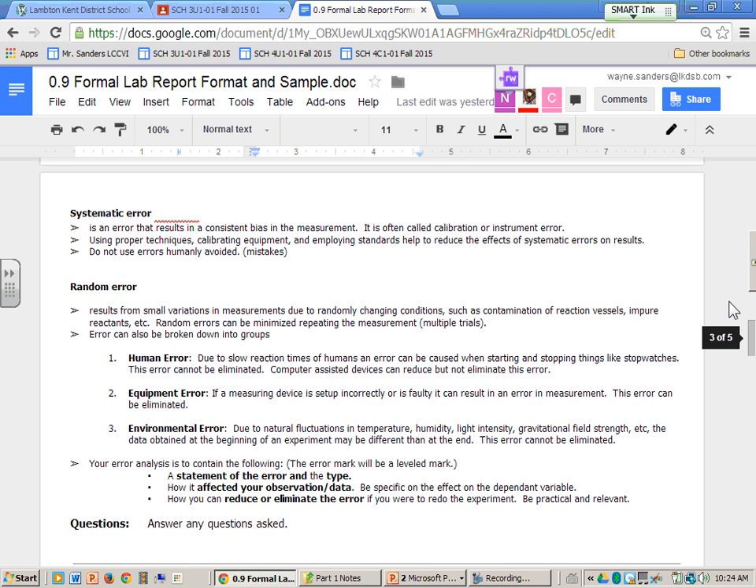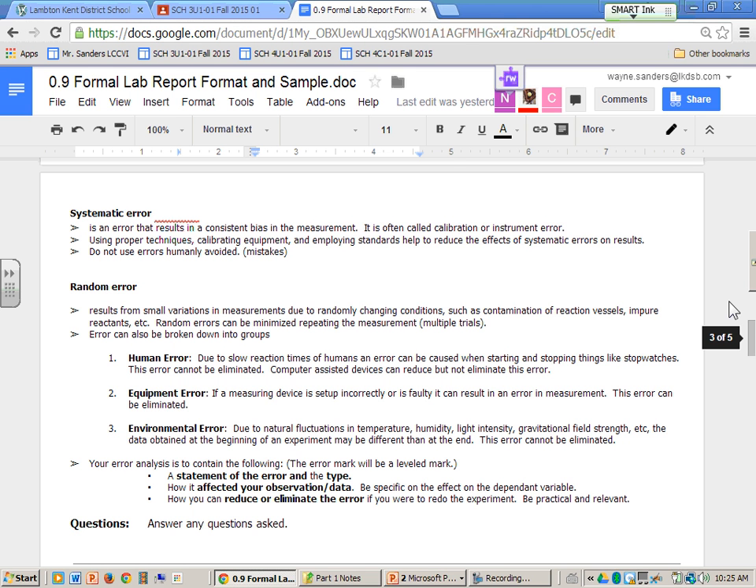Random errors result in small variations in measurement due to randomly changing conditions, such as contamination of reaction vessels, impure reactants. You can also have it as an error with a scale. Let's say you have a scale and someone walks by and moves the air over top of the scale, your scale value will change. So that air movement could actually change what the value is. That would be a random error because it's fluctuating because of air pressure changes, okay?